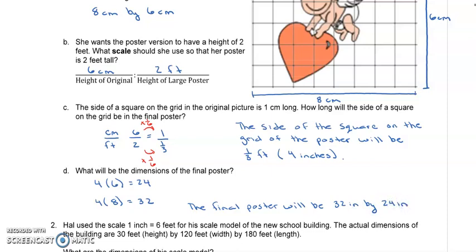Now I could have also done this in feet. Instead of multiplying by 4 inches, I could have multiplied by 1/3, and I would have gotten 2 2/3 feet by 2 feet. So I have some options because it didn't tell me what my units had to be.